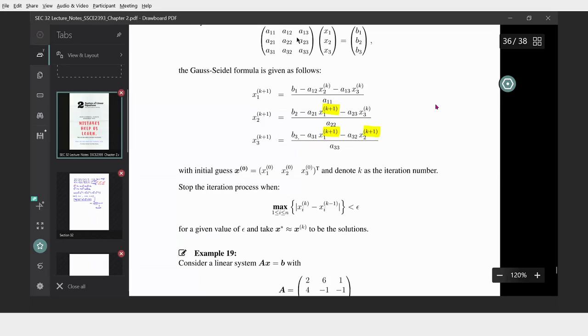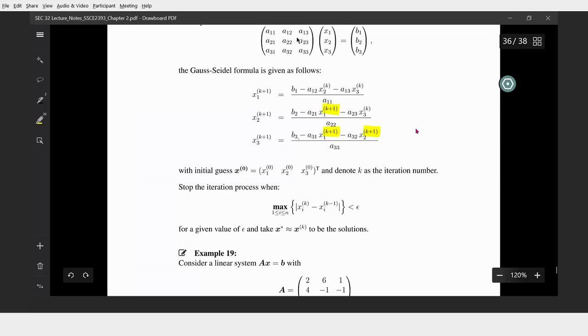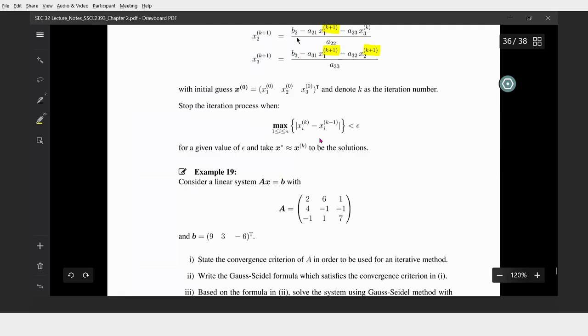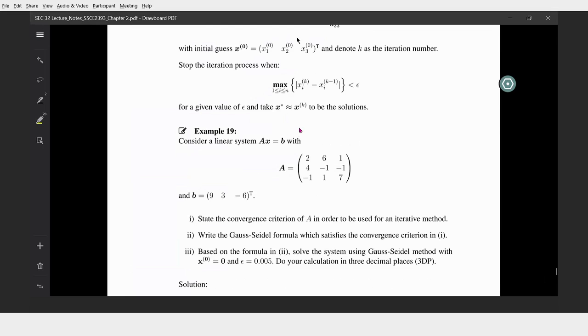So the difference is at the iteration notation. In terms of formula, it should be the same as Jacobi, except for the iteration notation. The initial guess will also be given the same as Jacobi. The stopping condition is the same as Jacobi. Right? Okay, let's try one more, and then I think after that we are good to go.